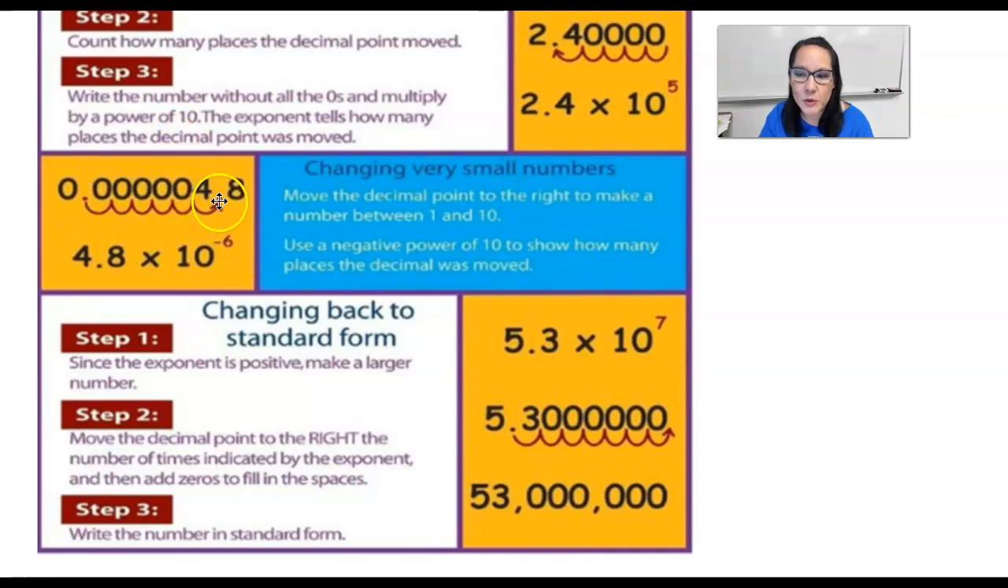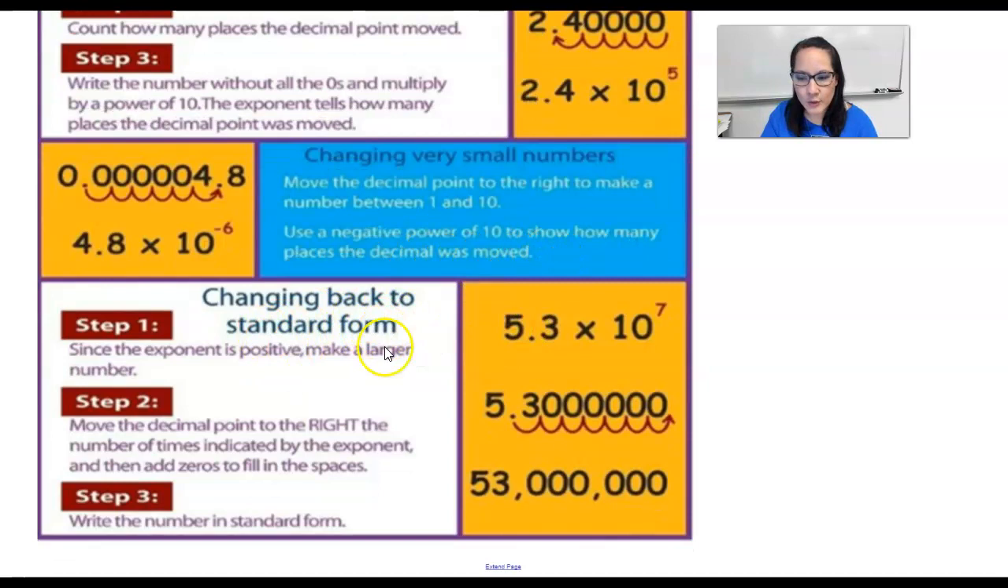Here, the decimal has to be moved between the first two non-zero numbers, which are 4 and 8, giving me a coefficient of 4.8, which is a number between 1 and 10, times 10 to the, it's negative because it's a really small number, and 6 is how many spots I had to move the decimal. So changing very small numbers, move the decimal point to the right to make a number between 1 and 10. Use a negative power of 10 to show how many places the decimal was moved, and then you're done.